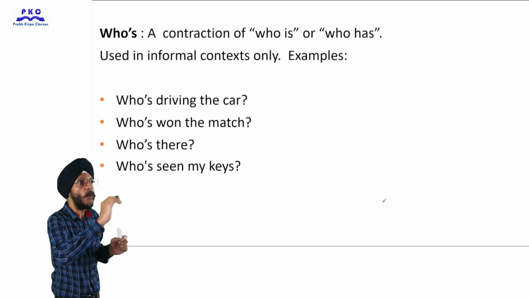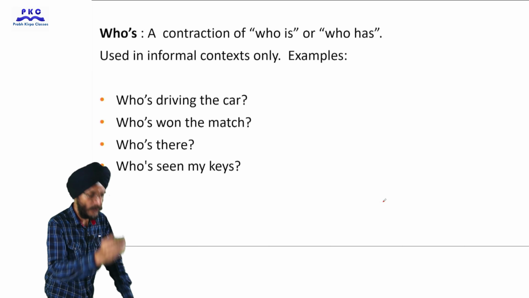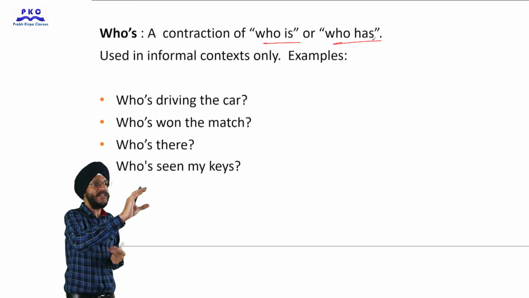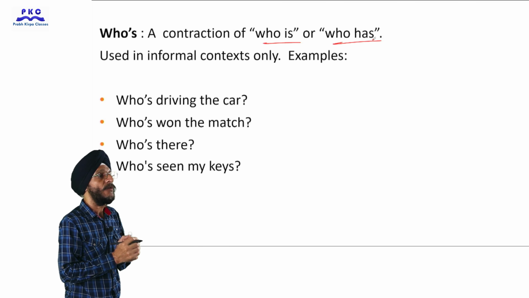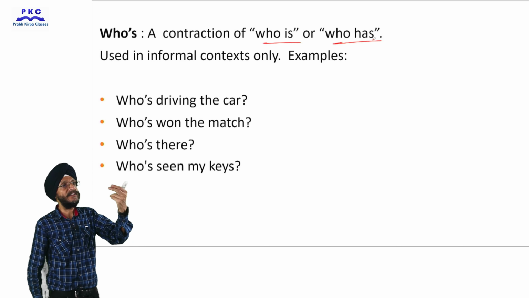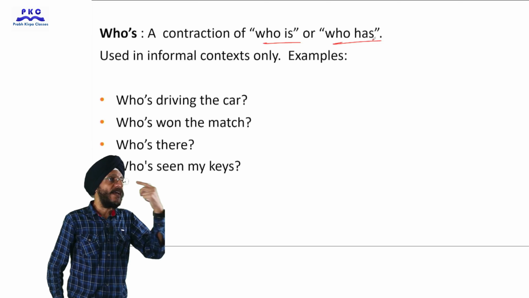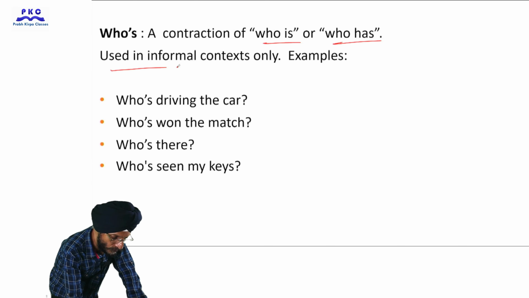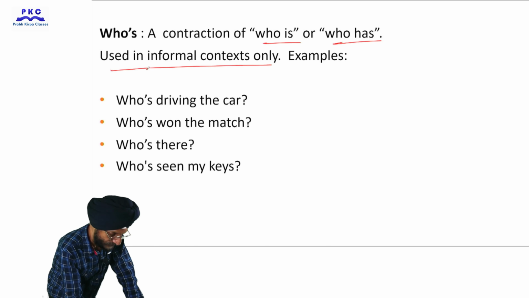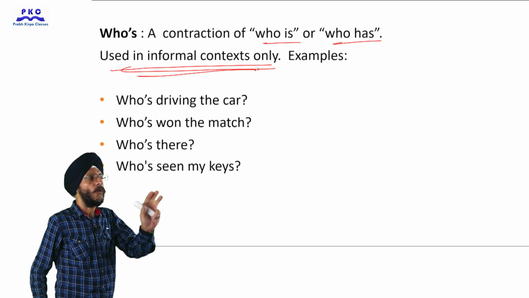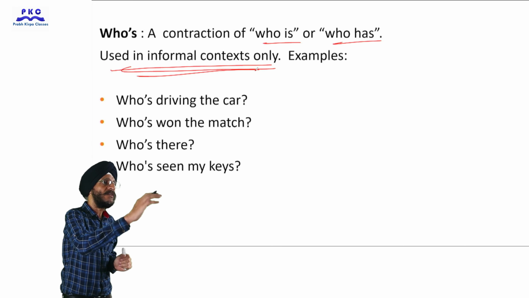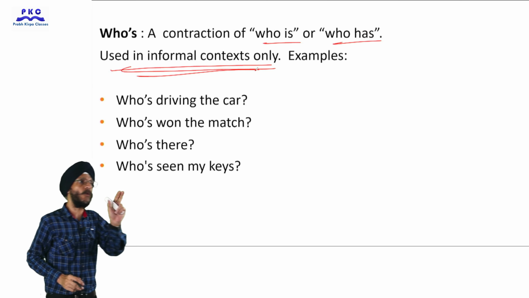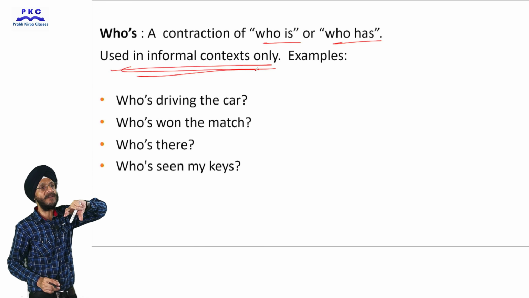And next is who apostrophe s. It is a contraction for who is or who has. When we use this contraction in a sentence, we have to understand whether the sentence actually means who has or who is. Here in the first sentence, it is used only in an informal context. It is very important that normally we should not use the contraction in formal writing. It is to be used only in informal writing.